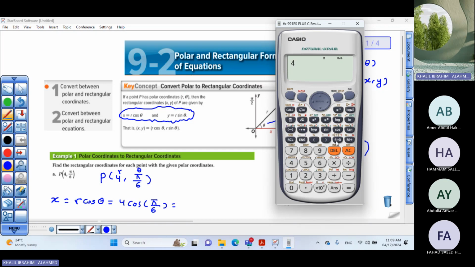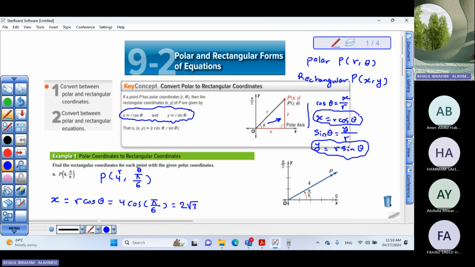This is 4 cosine pi over 6. Don't forget to convert your calculator to radian. Shift, mode 4 to radian. Then press equal, and the answer here is 2 radical 3. This is x.